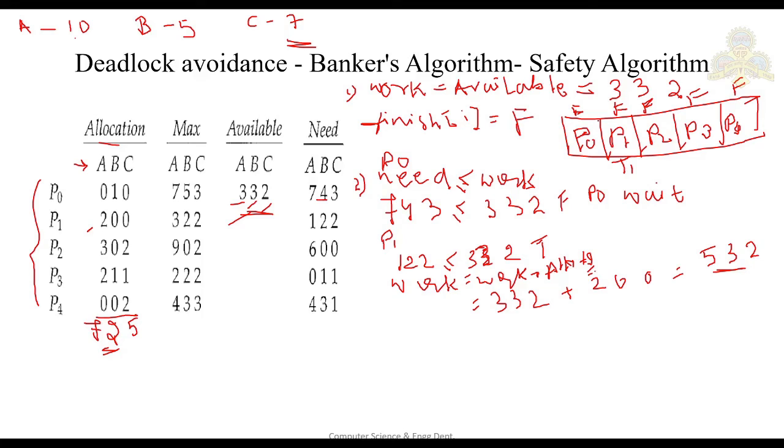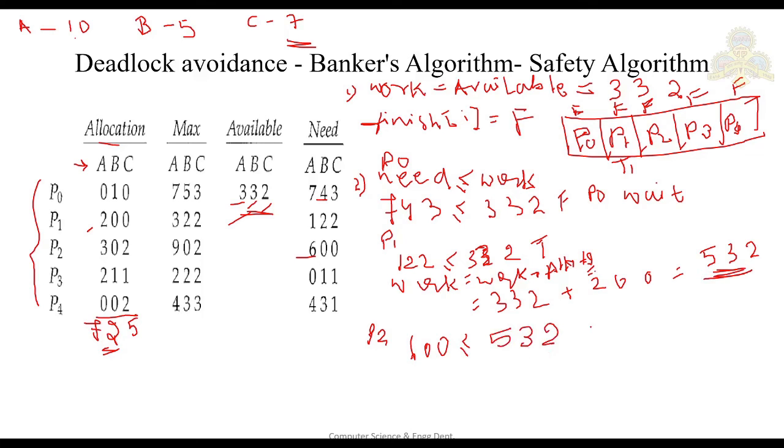Okay, next I'll check for the process P2 now. For P2, check whether need is less than or equal to work. What is need of P2? It is 600. Whether 600 is less than or equal to this new updated value of work, 532. Okay, 532.